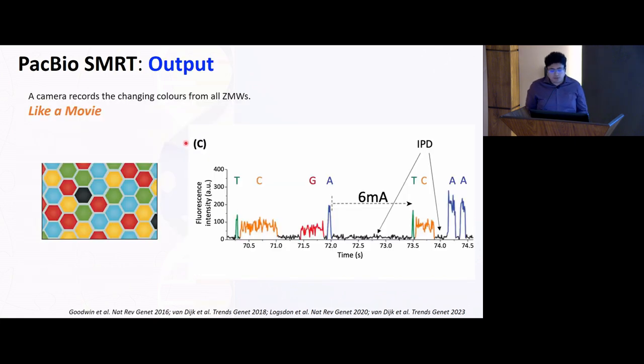So this is the output that you see. It is like a movie. You see these kinds of colors that come out. One more important thing is that because it is real time, the kinetics is also important. So it's not only T, C, G and A. You could also see the duration between each call, right? This is known as interpulse duration. Based on that, you could make out whether there is an epigenetic change or not. For example, if there is a longer gap before the upcoming T incorporation, you could make out that this is the 6-methyl adenosine changes going on. So this is known as interpulse duration.